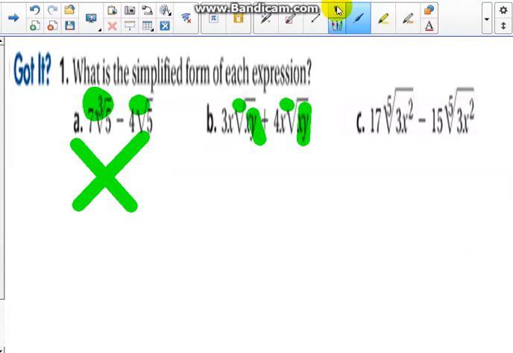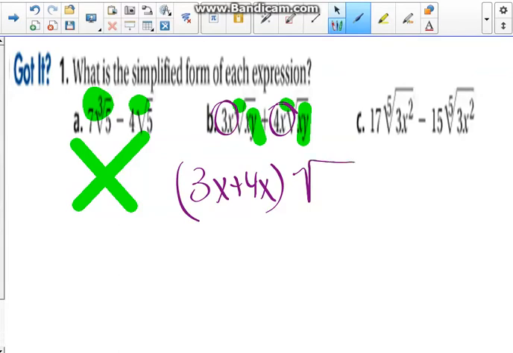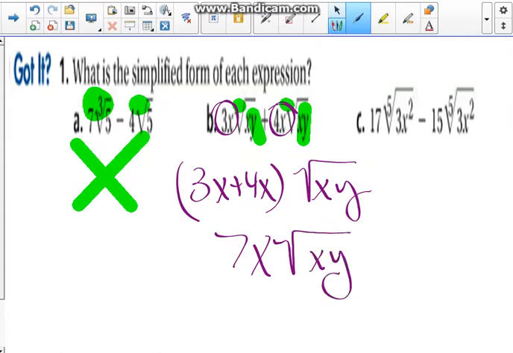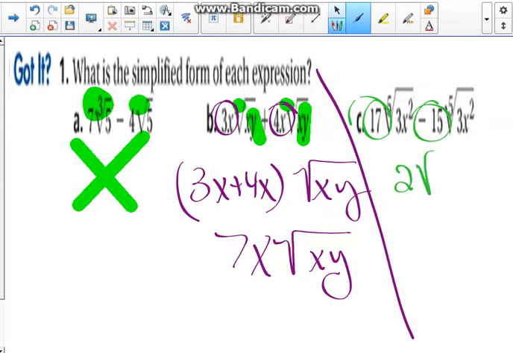So we're going to do the 3x plus 4x times the square root of xy, and that comes out to 7x times the square root of xy. And then our last one here, let's look. We have the same index, and they are like radicals. So all you have to do is 17 minus 15, which is 2, times the 5th root of 3x squared.